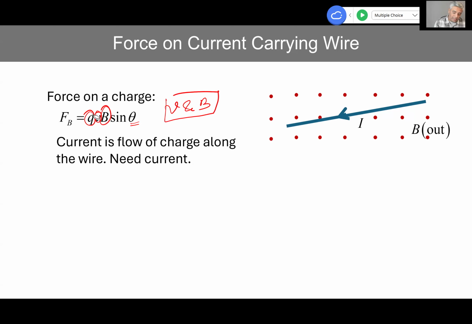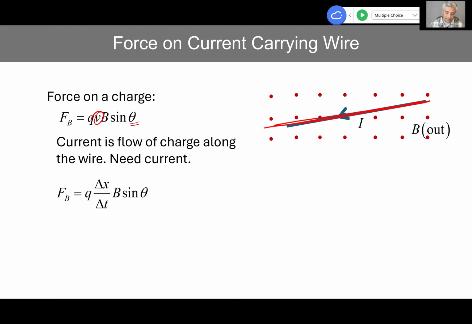Okay. So now, what we can do is we want to introduce the length of the wire rather than velocity, because the wire is not moving, it's the charge inside the wire that is moving. And rather than finding the velocity of charge that's moving inside the wire, it's going to be easier if we write it slightly differently. So let's write that velocity as a displacement over time interval. That's the definition of velocity.